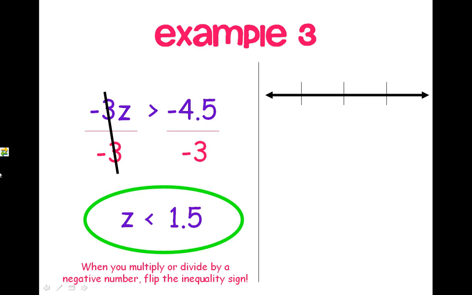Let's graph that. 1.5, 0.5 comes before if we count by ones, and 2.5 comes after. z is not equal to 1.5, so there's an open circle. And to get this right, we did have to flip our sign because we divided by a negative number. So z is less than, that means it's going to be everything to the left.